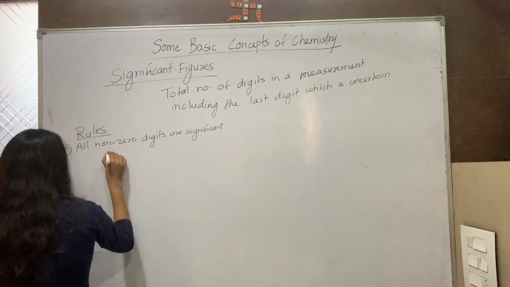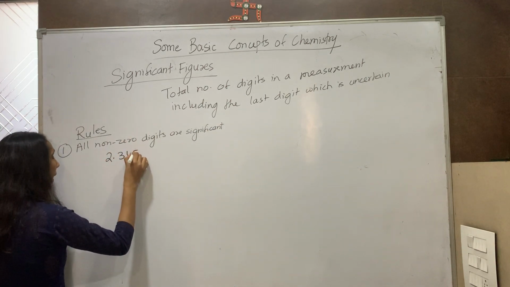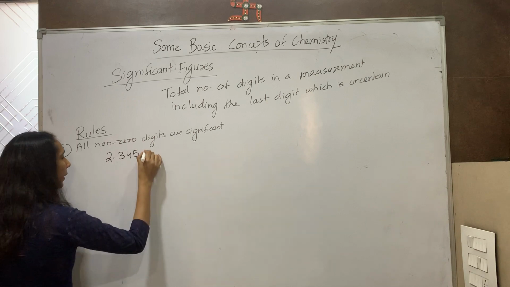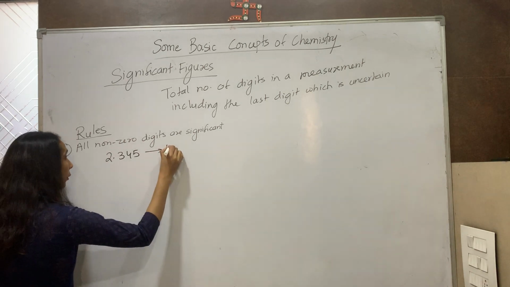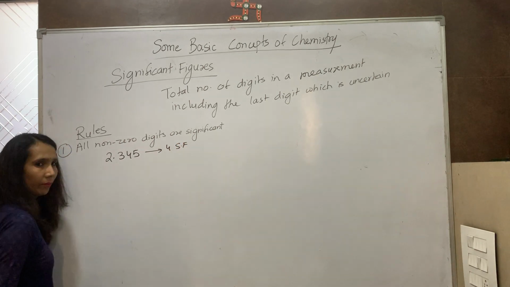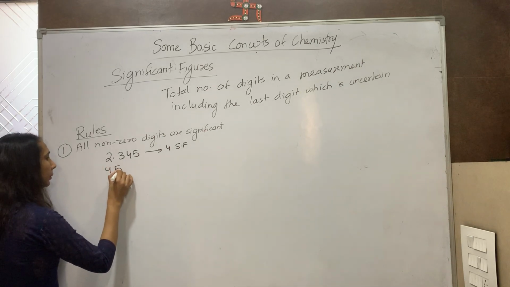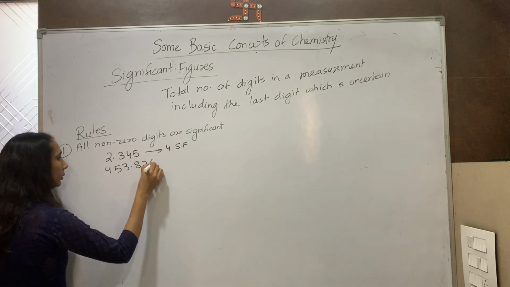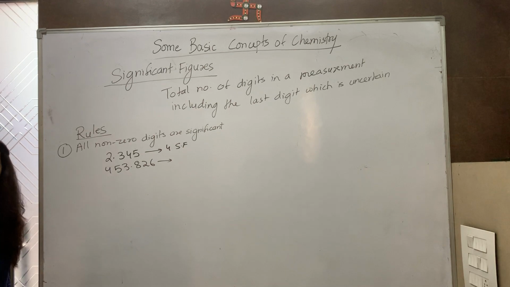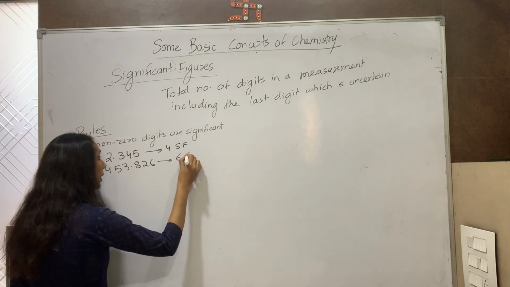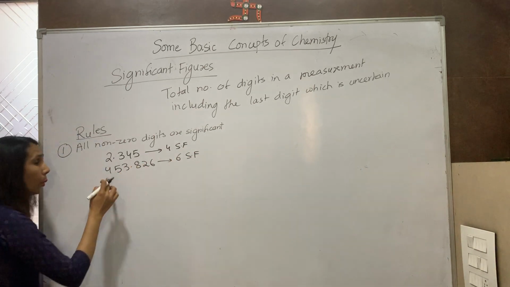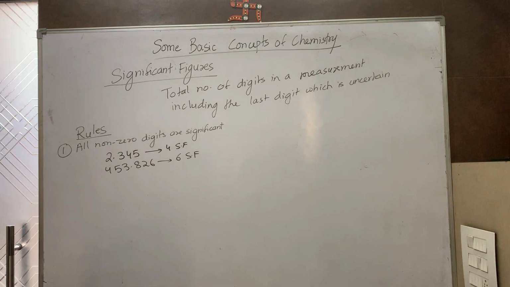So if I write a number 2.345, how many significant figures it has? It has 4 significant figures. If I write this, the number of significant figures are 6 because there is no 0 in the number. So all the digits are significant.